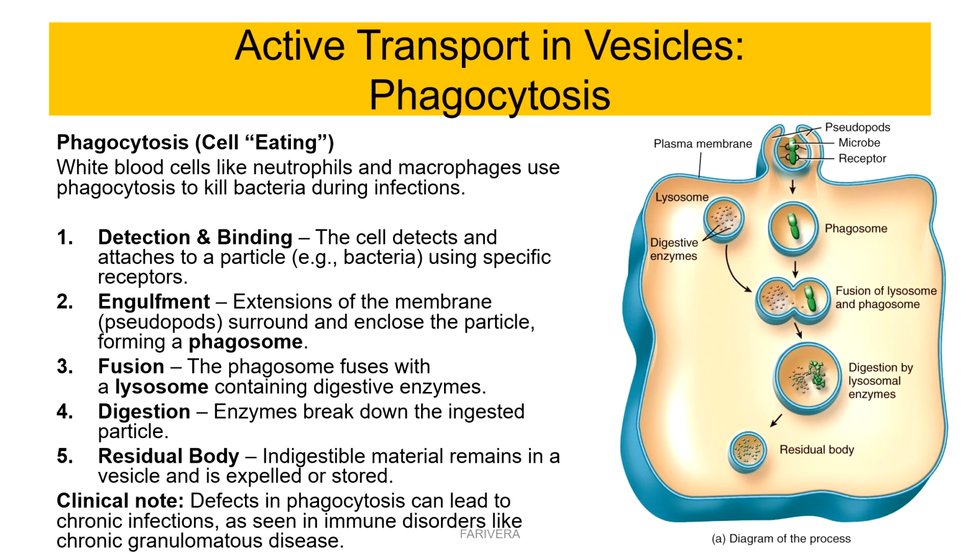Okay, then we have phagocytosis. Another form of vesicular transport is phagocytosis, or described as cell eating. So white blood cells such as neutrophils and macrophages use this process to engulf particles such as bacteria. So the cell detects and binds the particle. A vesicle called a phagosome forms. The phagosome then fuses with the lysosome. Then digestive enzymes break down the engulfed material.